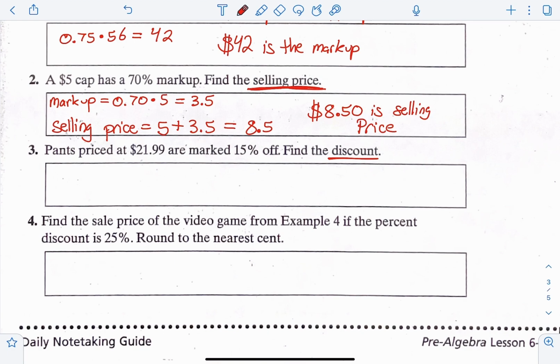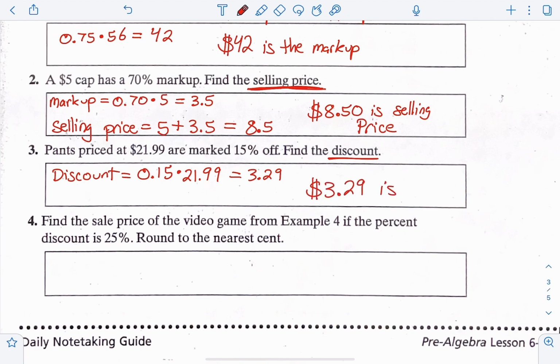All right, so discount equals, so 15% off, we're going to turn into a decimal, is 0.15 times the cost, or price, which is $21.99. When we do that math, 0.15 times $21.99, we get 3.29. So the discount is $3.29. Because all we had to do was take that percent off times the price, but the percent was written 15% as a decimal, 0.15, and we do the math to find the discount.